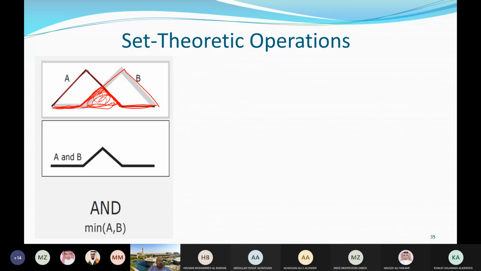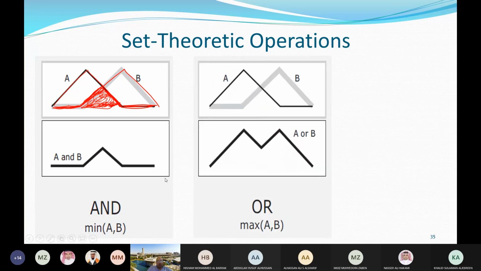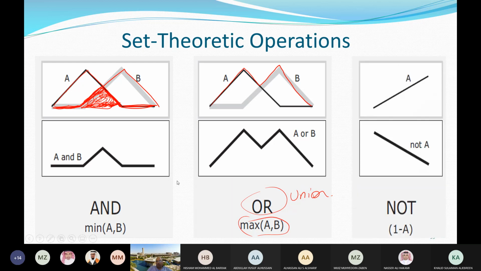So this is the intersection or the AND operator. And for the OR operator, this is the maximum of A and B. So at this part, A is the maximum, and at this part, B is the maximum. So this is the union here, which is OR. And NOT, of course, is 1 minus. So if this is A, this is not A. If A is 1, then this becomes 0. If this is 0, this becomes 1.